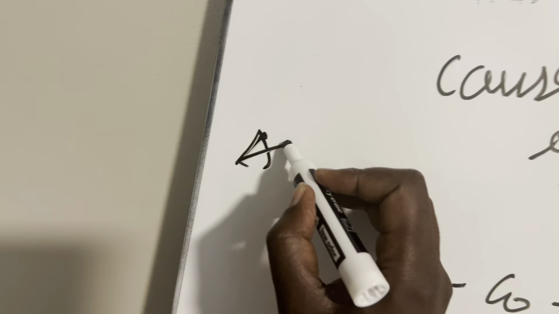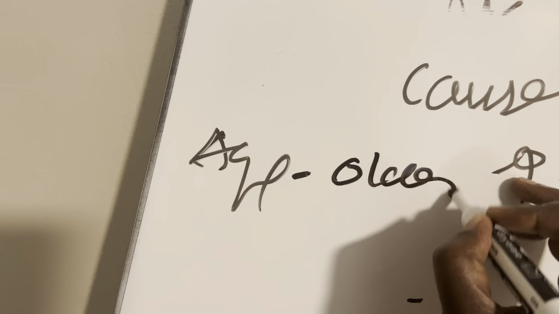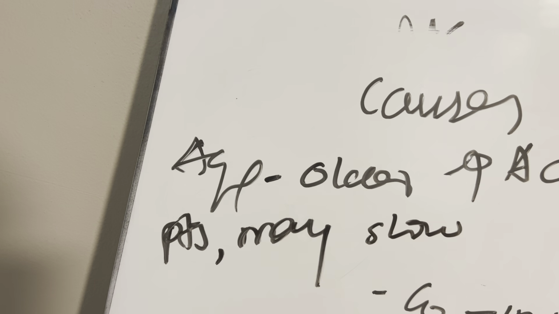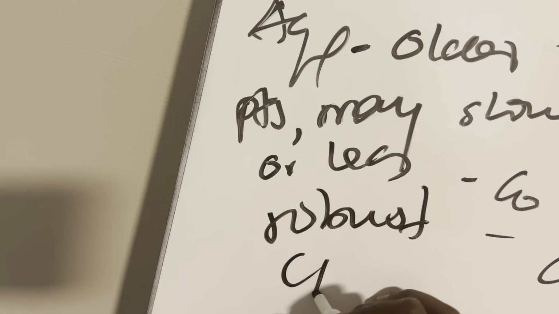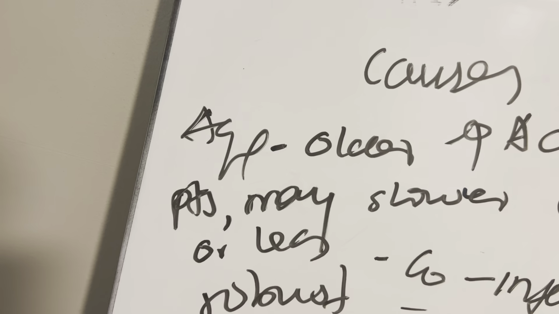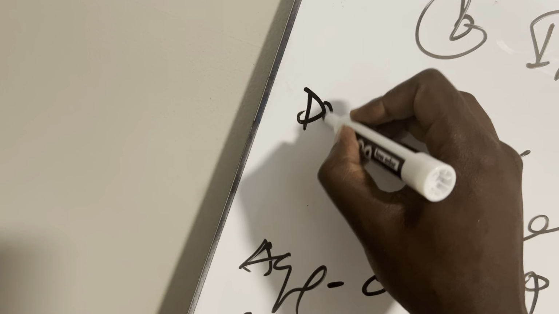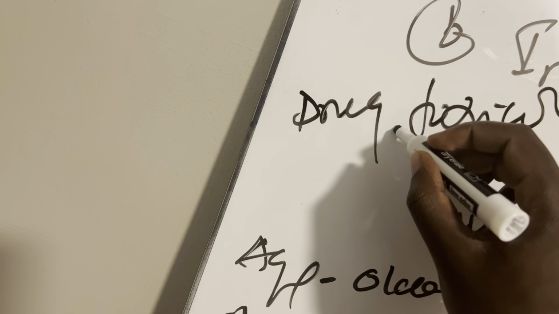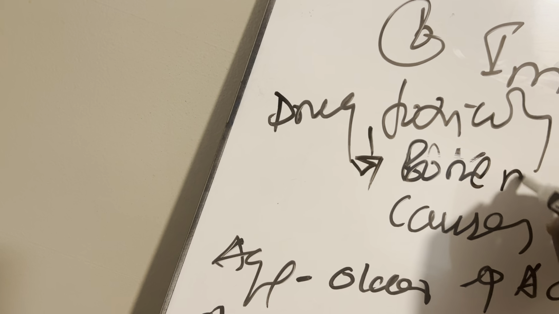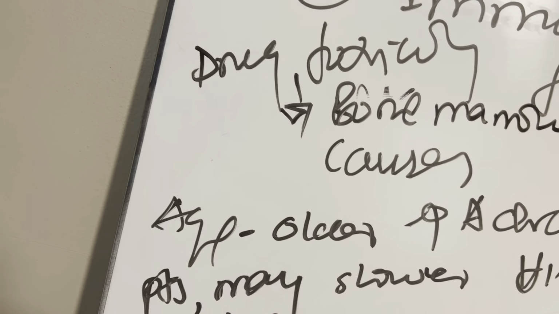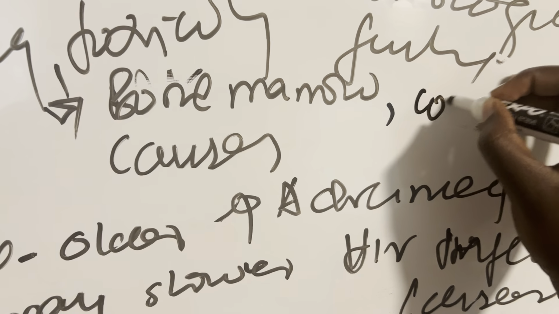We also have age. Under age, older patients may have a slower or less robust CD4 recovery. Also drug toxicity, if the drugs affect bone marrow or other components of the immune system.